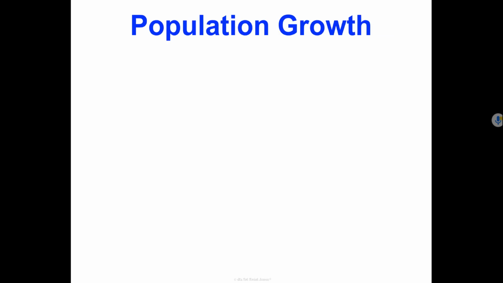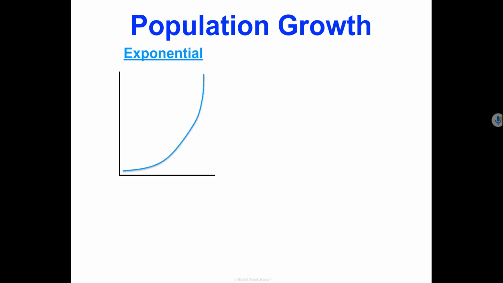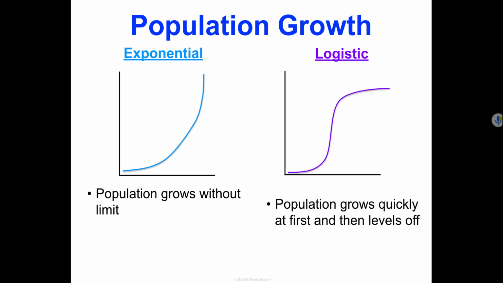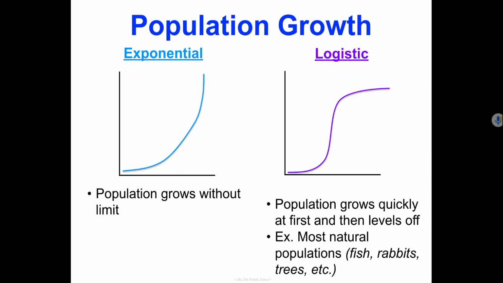Let's finish up by discussing population growth. Population growth can be exponential or logistic. If it's exponential, the population grows without limit. It just keeps growing and growing. But if logistic, the population grows quickly at first and then levels off. You can see the line go up in this graph, but then flatten at the top. Now, most natural populations show logistic growth. Examples would be fish, rabbits, trees, and so on.